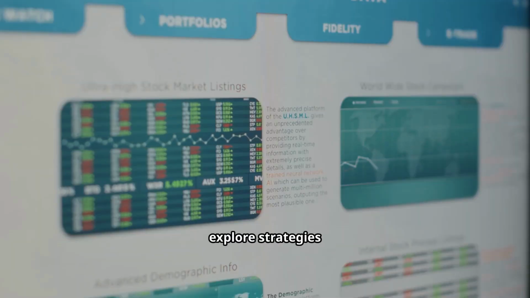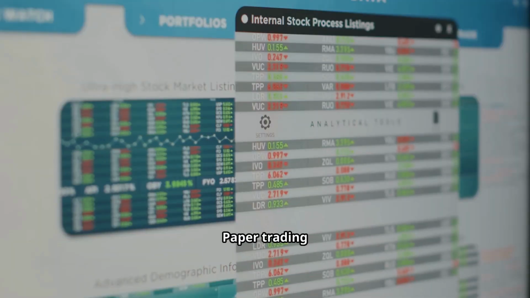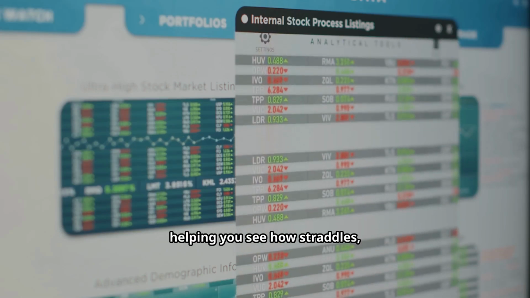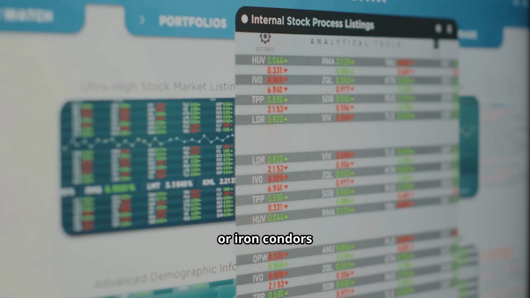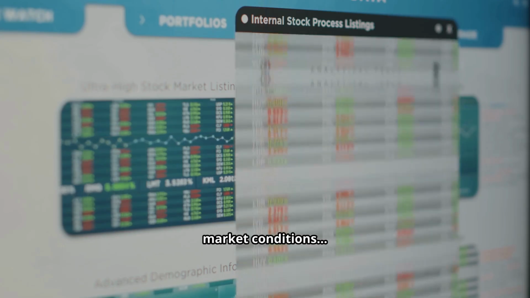Finally, explore strategies through educational tools. Paper trading accounts let you simulate these strategies without real money, helping you see how straddles, spreads, or iron condors perform in different market conditions.